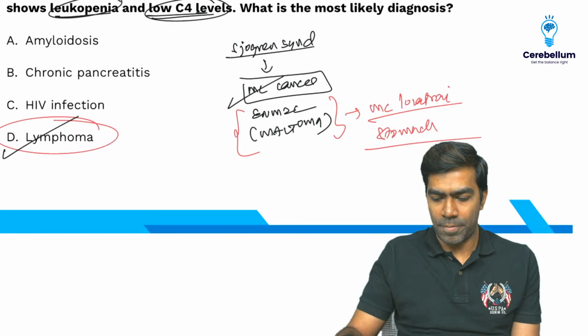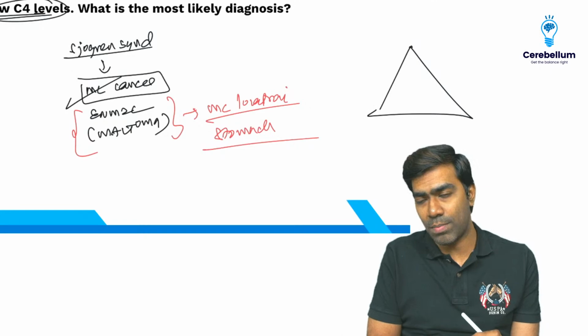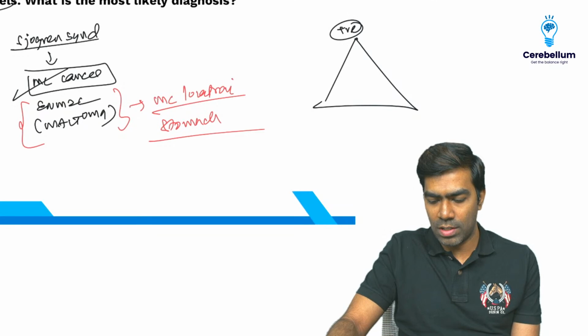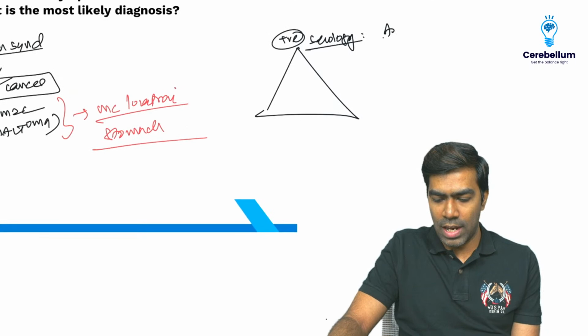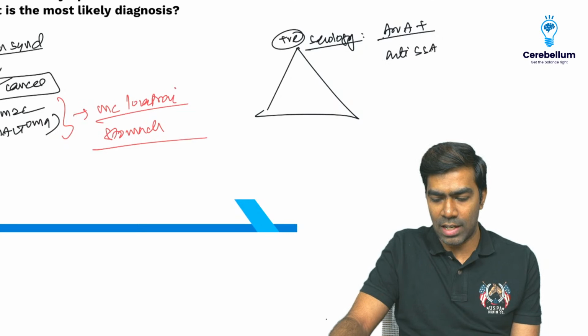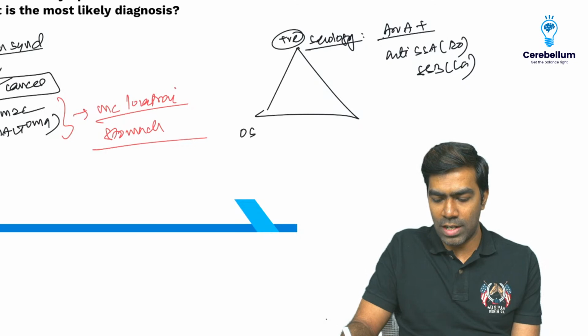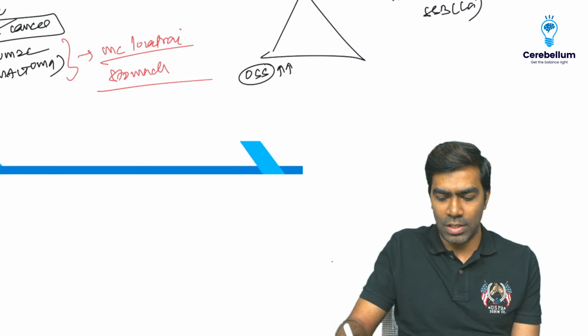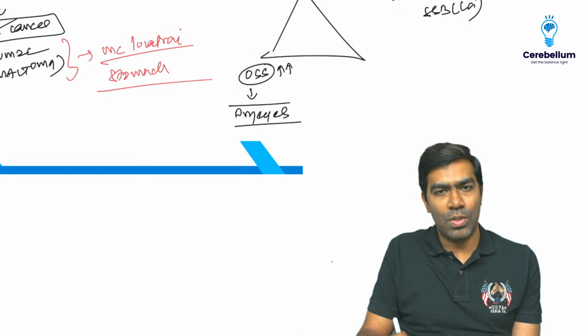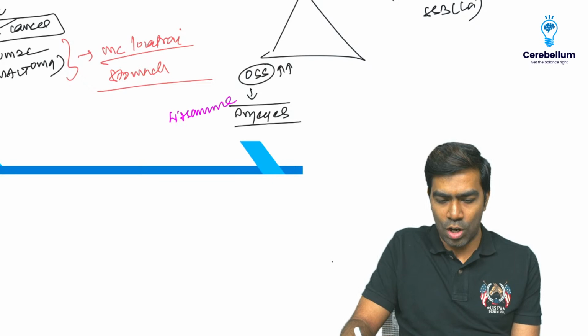And how will you diagnose Sjögren syndrome? It's going to be a triad. This is also a very important exam topic. Number one, you're going to have positive serology. What are the serological markers that you have to look for? ANA, and the specific antibodies, that is anti-SSA, otherwise called Ro, and anti-SSB, otherwise called La antibody. So serology will be positive. Next, the ocular staining score will be high, like 3 and above. Ocular staining score is to prove the dry eyes. What is the dye that we use right now? We use dyes like lissamine green and fluorescein.